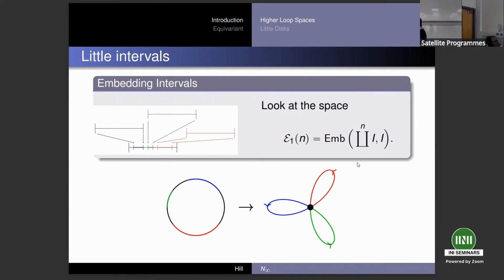I can instead parameterize the multiplication that I see by spaces. And here, I'm using these little intervals, or little one disks, and I'm describing that I've got embeddings of a disjoint union of n copies of the interval into itself. And this gives me a space. And as n varies, the space assembles into a bunch of structure.